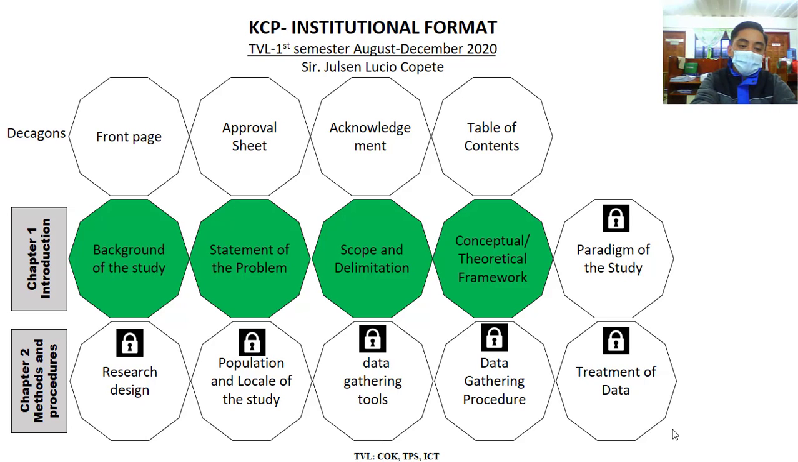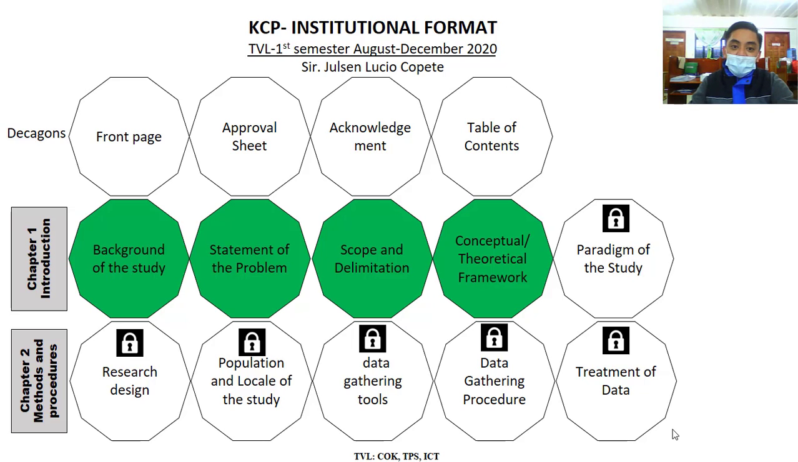Next, research design. I'll be providing several research designs. Next, population and locale of the study. I'll be providing definitions and guidelines. Next, data gathering tools. I will provide another one. Data gathering procedures. I will provide another one. Treatment of data. I will provide another definition of that. That's how we are going to do the research. So we're following a particular roadmap. Right after that, we're able to fulfill Chapter 1 and Chapter 2.